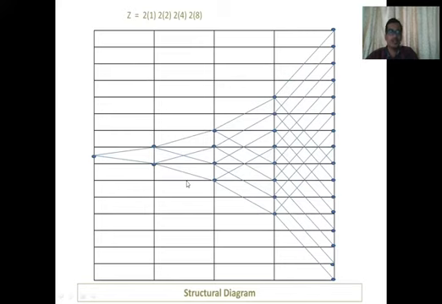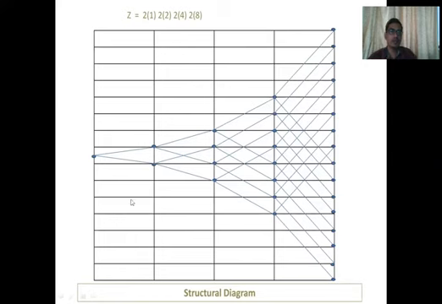Now this is the structural diagram for the structural formula 2^1, 2^2, 2^4 and 2^8. The horizontal lines are called speed lines, and their number is equal to the Z value, 16. The number of vertical lines is equal to the number of shafts. There are 4 stages, 1, 2, 3 and 4, so the number of shafts is 5. The first will be the input, the last will be the output, and in between there are 3 shafts, which are the intermediate shafts. Now this is step number 1.